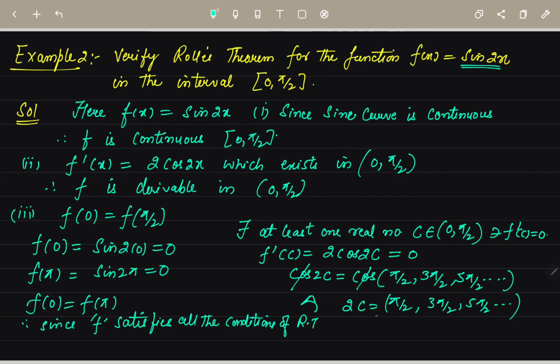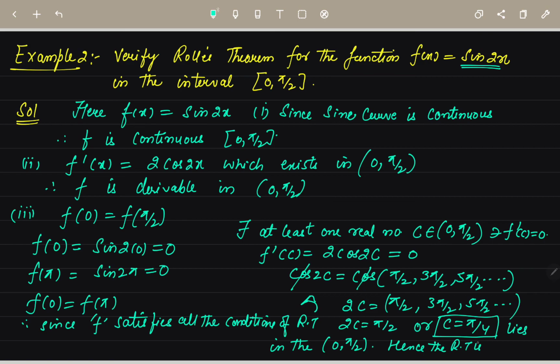Now I will take the first term, that is 2c = π/2, or I can write c = π/4. Now this c = π/4 lies in the open interval (0, π/2). So hence the theorem is verified. Hence Rolle's theorem is verified.